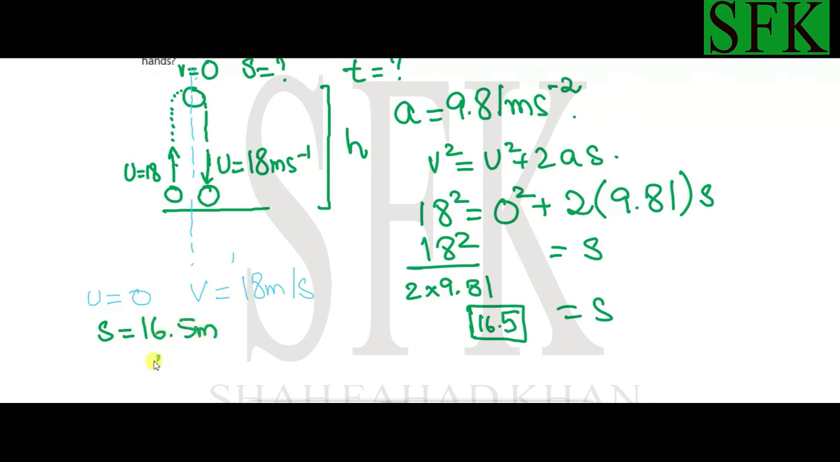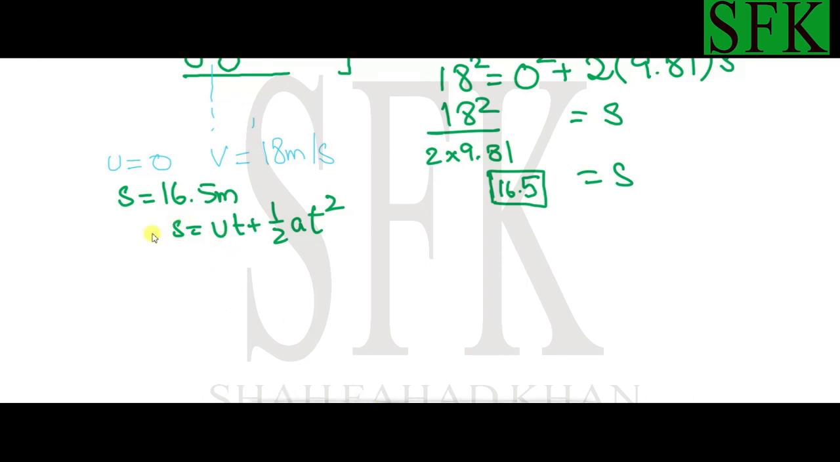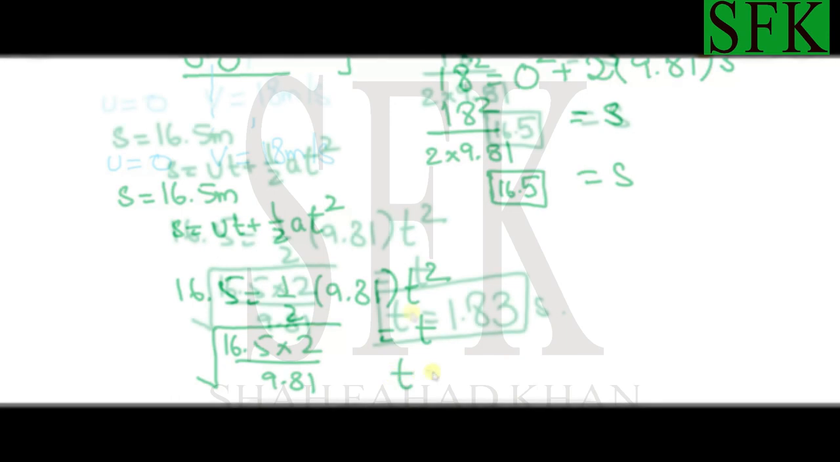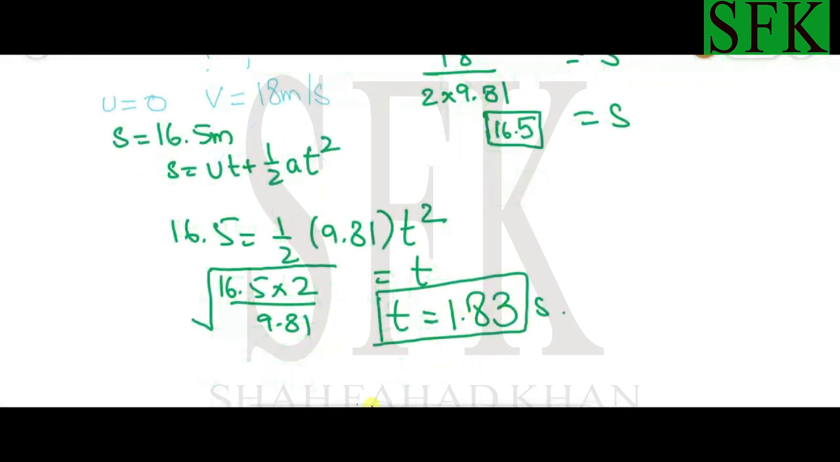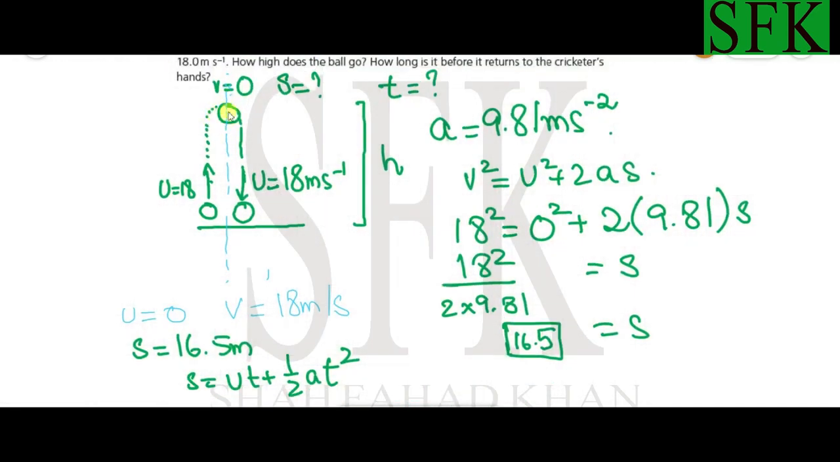Okay, we know the distance is 16.5. We can find the time by using the formula s is equal to ut plus half at squared. S is 16.5, u is 0, half times acceleration is 9.81, and t squared, t is to be calculated. Rearrange this expression: t is the square root of 2 times 16.5 upon 9.81. You'll get the time. Here it is 1.83 seconds, and this time is for a single part of the journey, for the ball coming downwards from the maximum height.